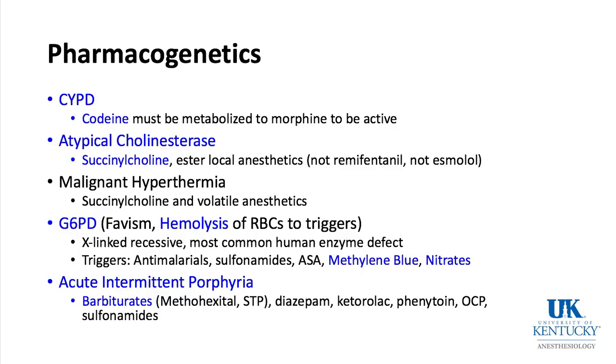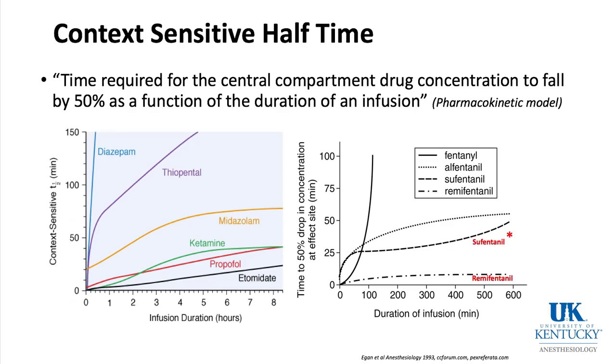AIP, or acute intermittent porphyria, we mentioned that barbiturates are contraindicated in patients with AIP, and there are some other drugs listed here that would not be wise to administer to someone with AIP, but barbiturates are the classic one to avoid.